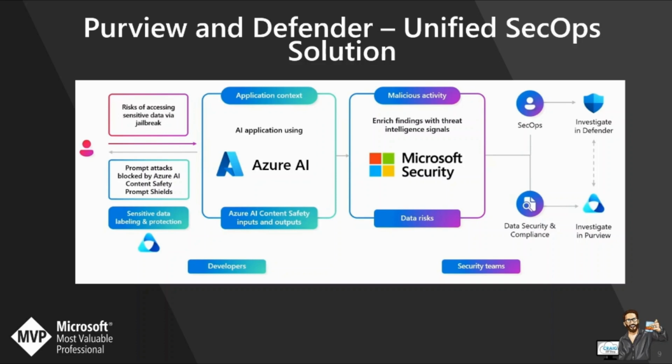Malicious activity looks like it's enriched with threat intelligence from Microsoft Security, identifying the data risks, which are then flagged for security teams. This is what I'm getting at from this diagram here. What it's showing is security operations teams can monitor these activities, with in-depth investigations conducted with Microsoft Defender and data compliance managed through Microsoft Purview. This integration approach ensures that you have robust and compliant AI-driven applications.